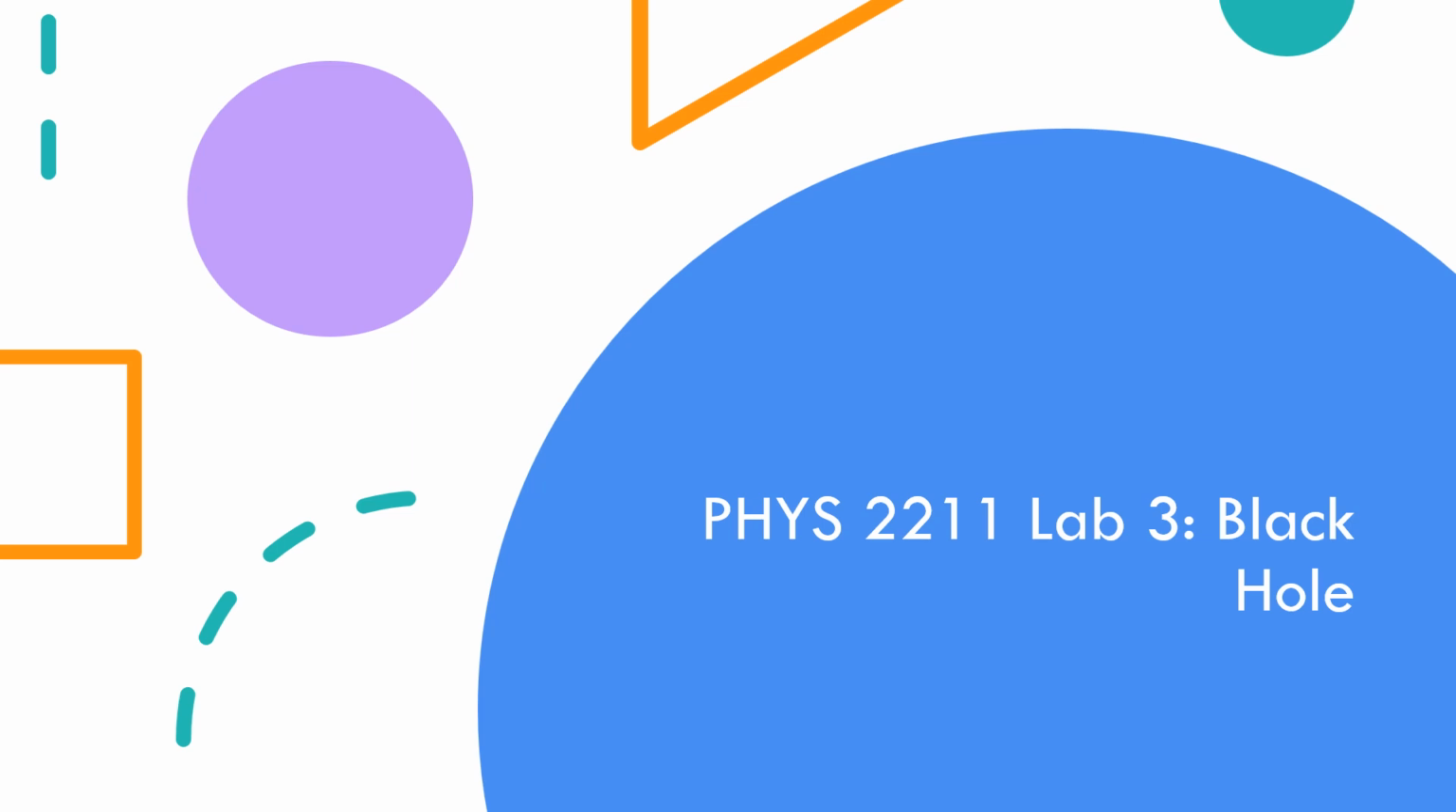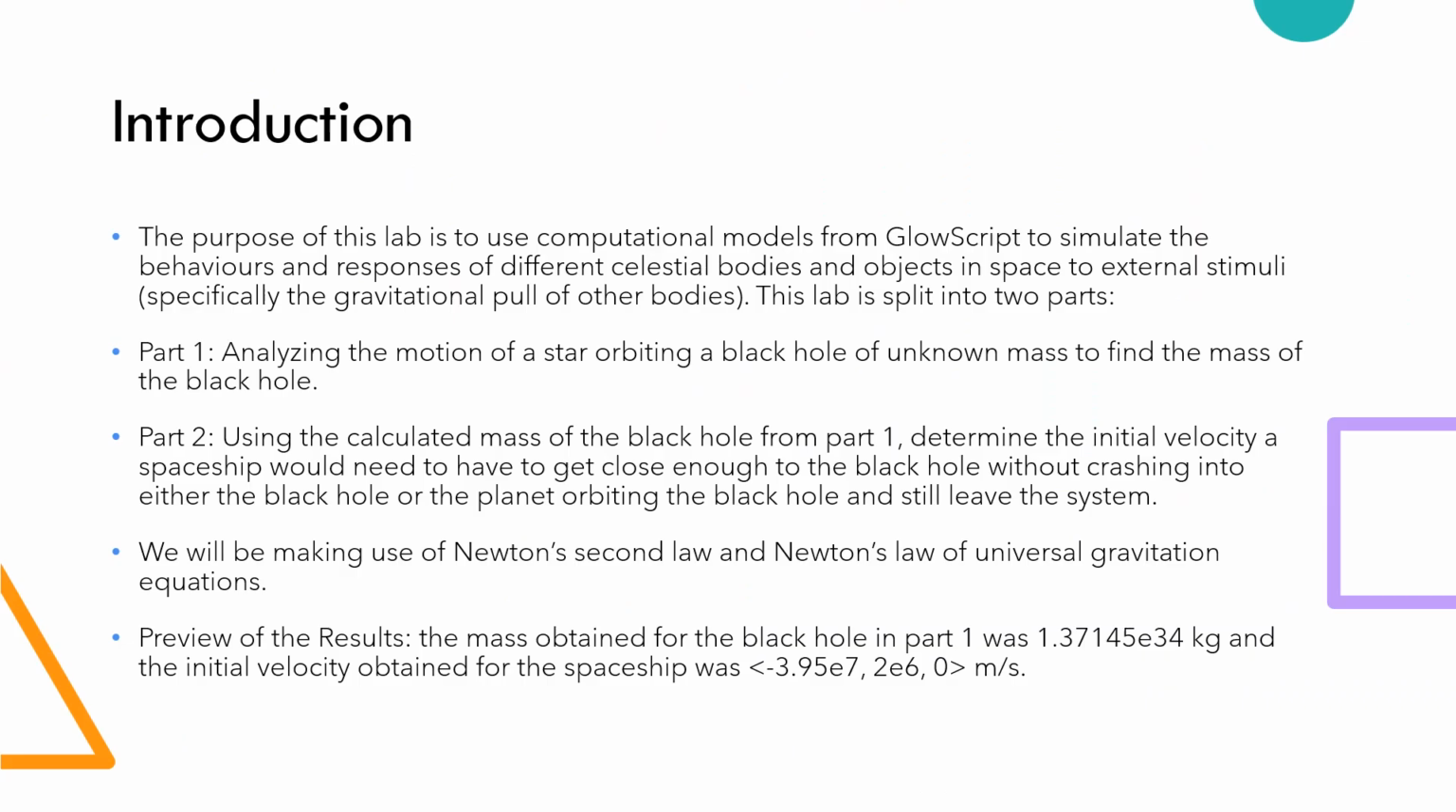Physics 2211 Lab 3: Black Hole. The purpose of this lab is to use computational models from GlowScript to simulate the behaviors and responses of different celestial bodies and objects in space to external stimuli, specifically the gravitational pull of other bodies. This lab is split into two parts.